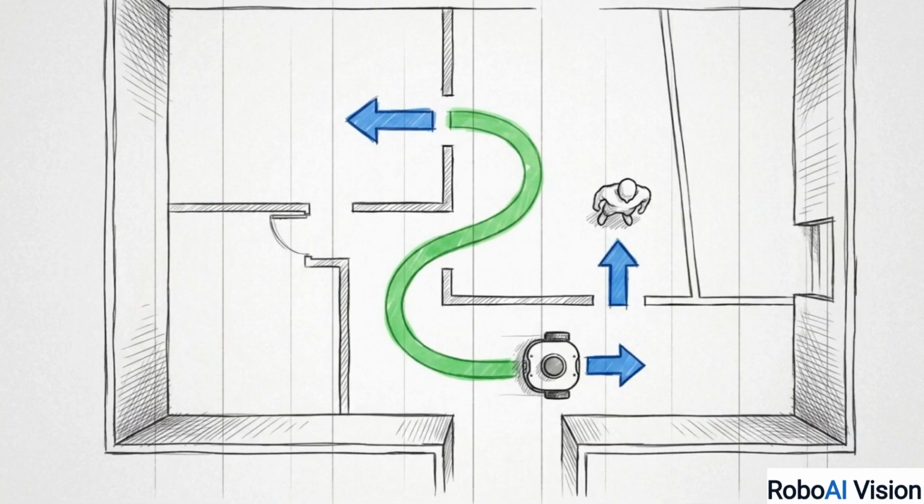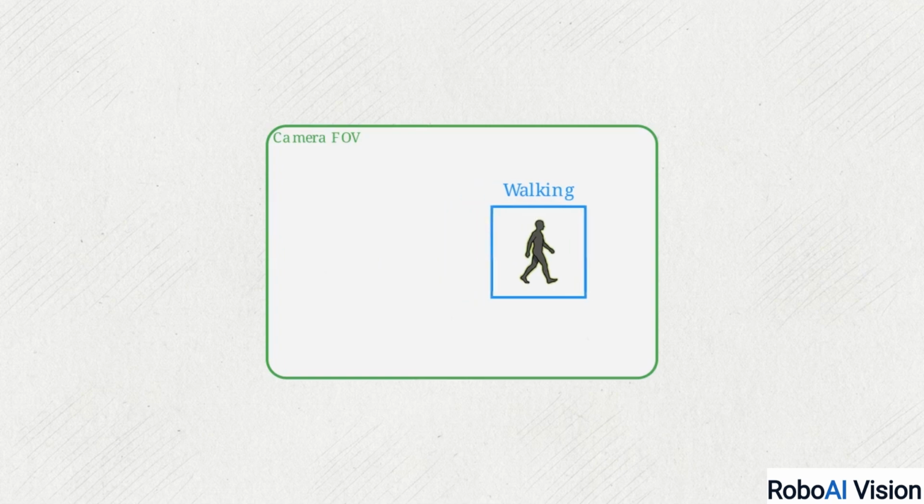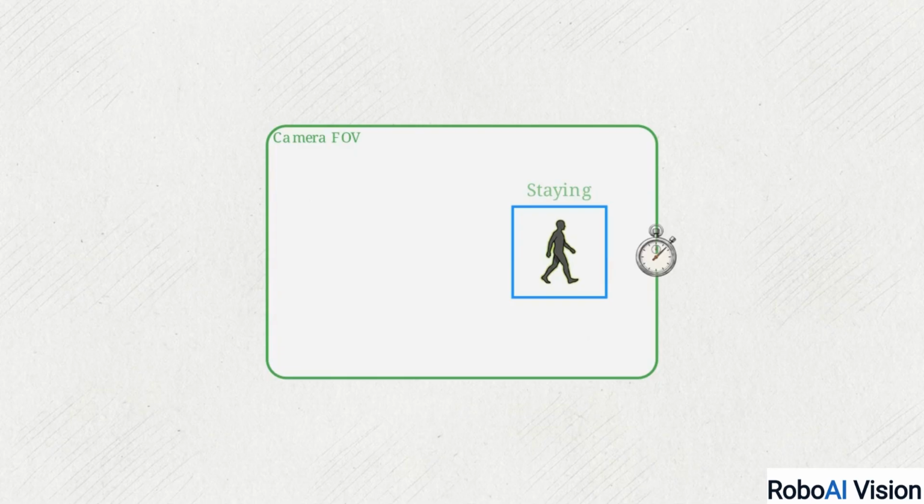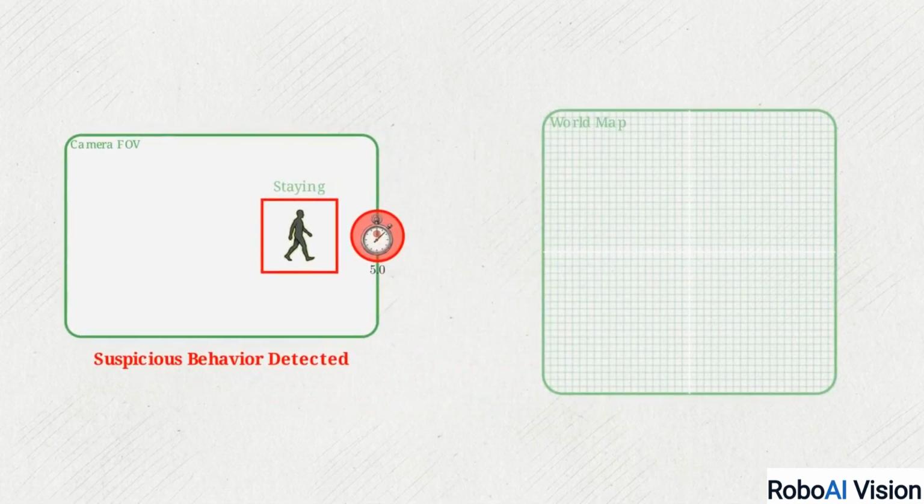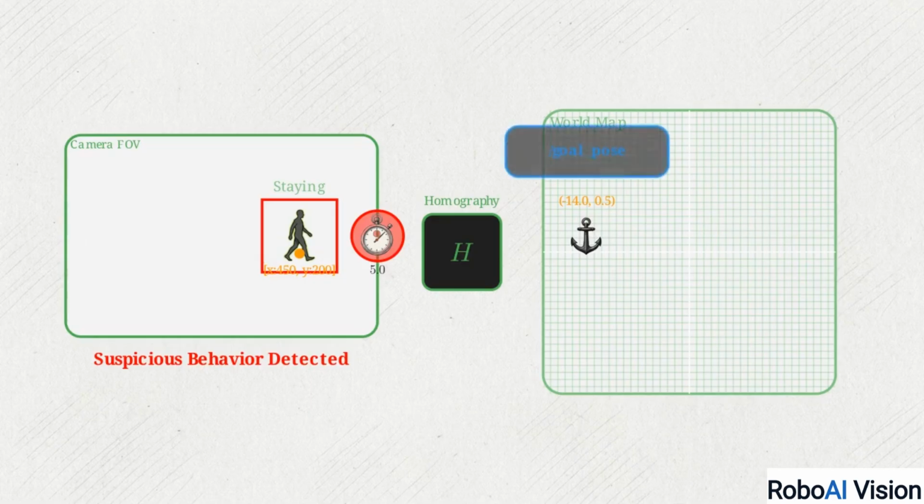The YOLO node constantly processes the overhead camera feed. As the human actor moves through the frame, YOLO identifies them and evaluates their pixel velocity, labeling activity as walking or staying. A rule-based decision engine watches this classification. If an actor remains stationary for 5 consecutive seconds, the system flags the behavior as suspicious. At exactly t+5 seconds, the vision node uses a homography matrix to translate the person's exact pixel location into real-world map coordinates, publishing it to the goalpost topic.